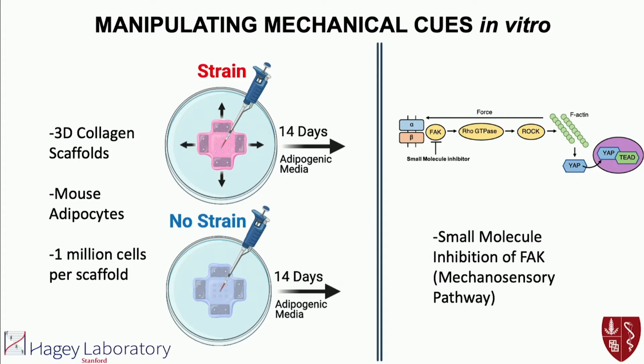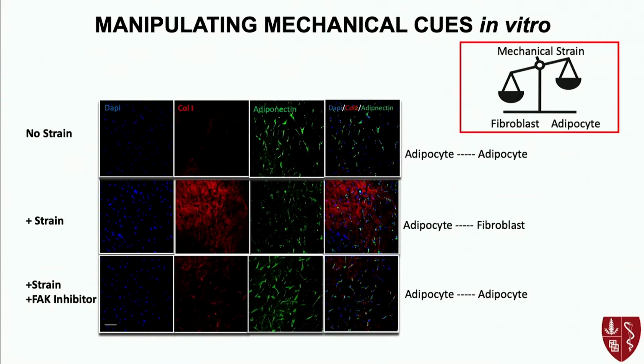And so for this, we have three conditions. We have a strain condition, we have a non-strain condition, and then we have a condition where we use an FAK inhibitor to modulate the amount of mechanosensory input that these cells are receiving. In the non-strain condition, you can see that we have very little COL1 expression and a lot of adiponectin expression. So we're starting with the adipocytes, and here we think we're ending with the adipocytes. So not really any change.